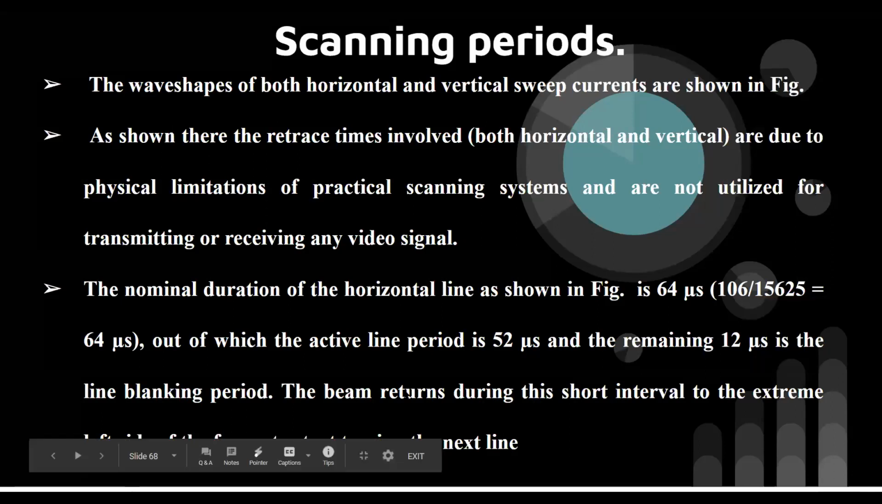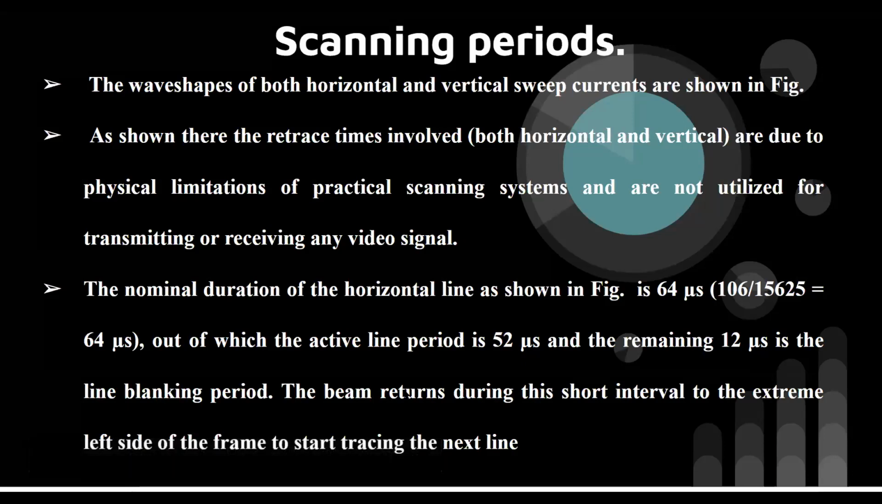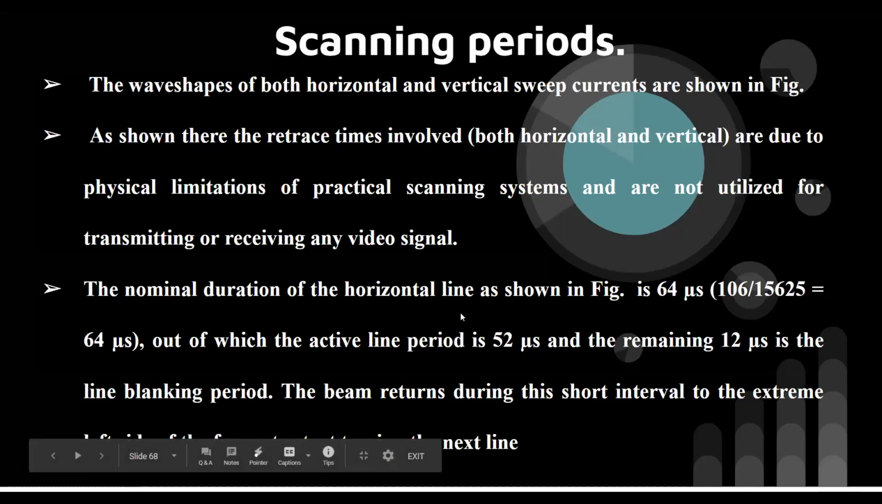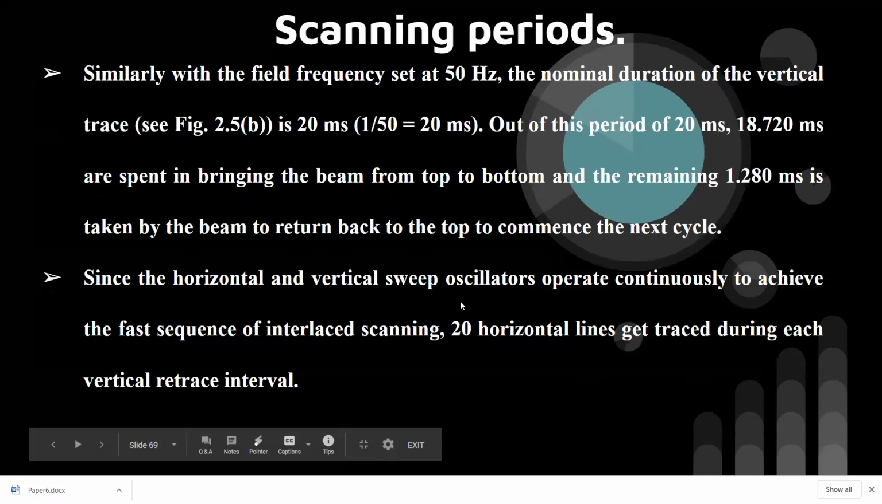So there the beam returns, during the short interval, to the extreme left side of the frame, to be transmitted during the next cycle. In this way, you are able to estimate the period of the scanning task. Clear? So these scanning periods are estimated to provide the field frequency.